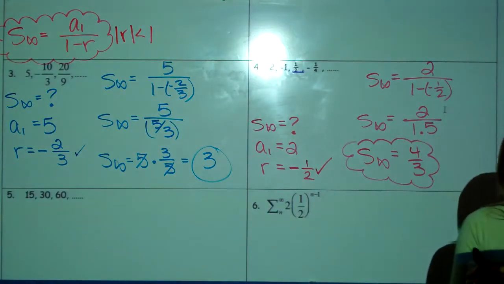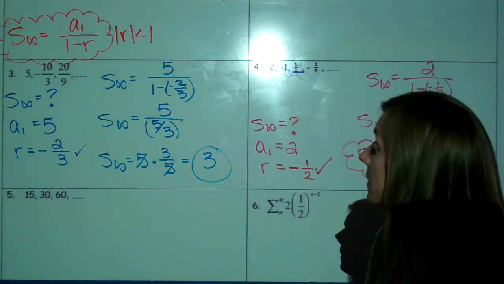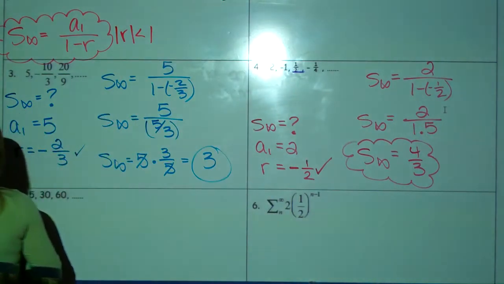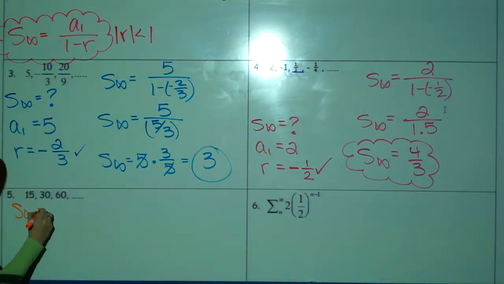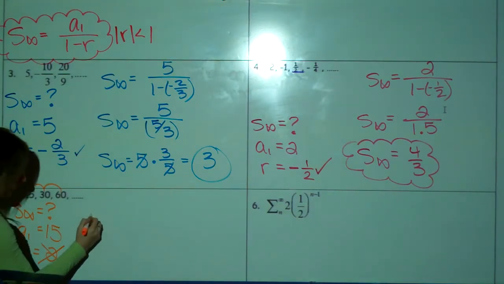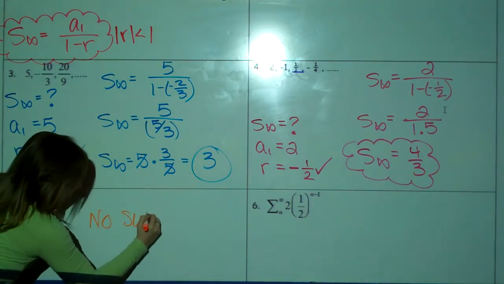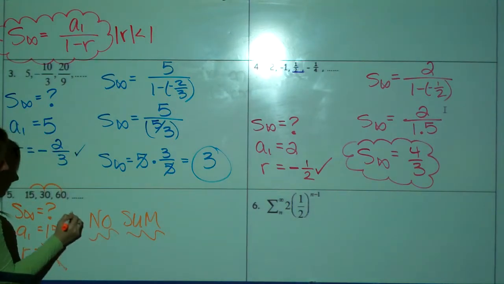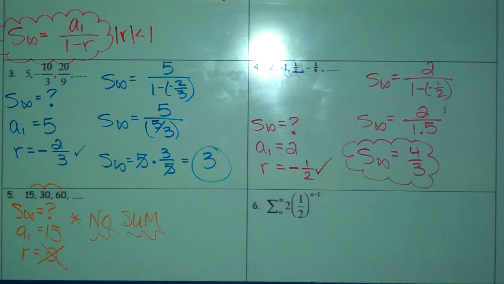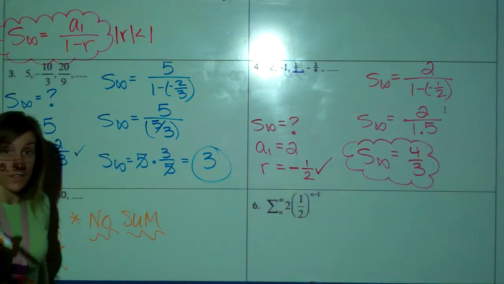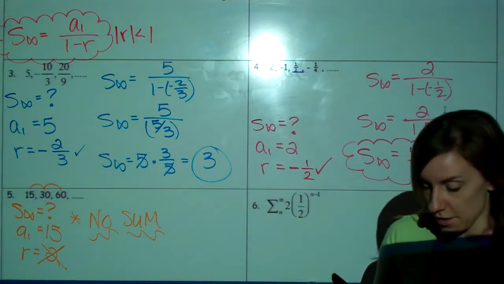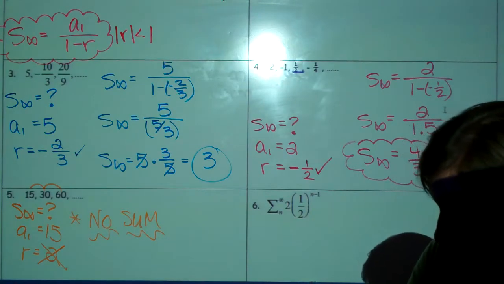Okay? Alright, number 5 is a little bit faster than we might think, because if you list the 3 things you need, the sum is what we're looking for. The first term is 15, but our ratio is 2, which is not a fraction. So there is no sum for this one. Okay? So don't forget about that fraction rule, because it'll make it a lot faster. Okay? So now let's finish out by looking at this one.